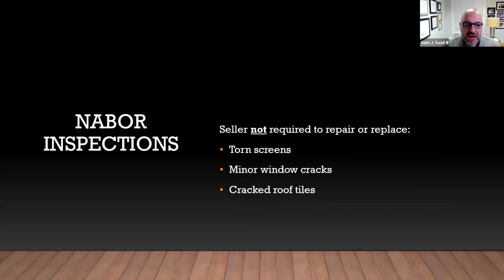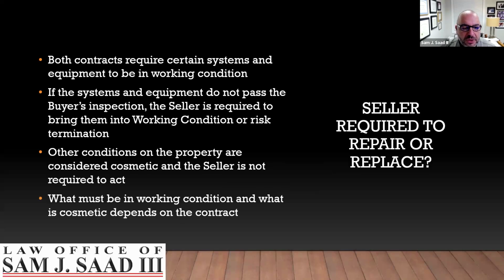Interesting, in the NABOR contract, the seller is not required to repair or replace torn screens, minor window cracks, or cracked roof tiles. So it's a little different than the FRBAR contract. So both contracts require certain systems and equipment to be in working condition. If they don't pass the buyer's inspection, the seller is required to bring them into working condition, or risk that the buyer will walk from the contract. They risk termination.